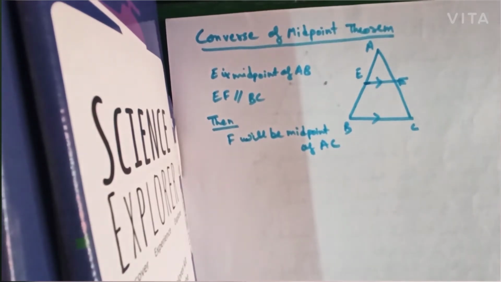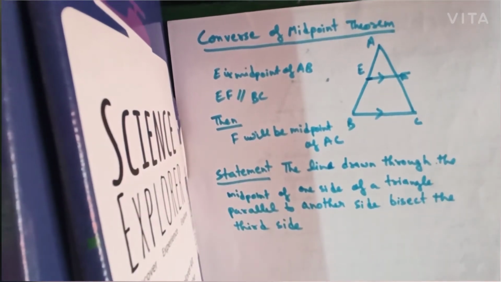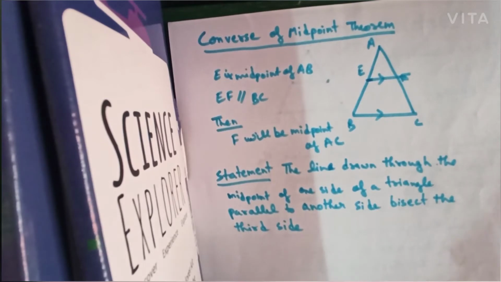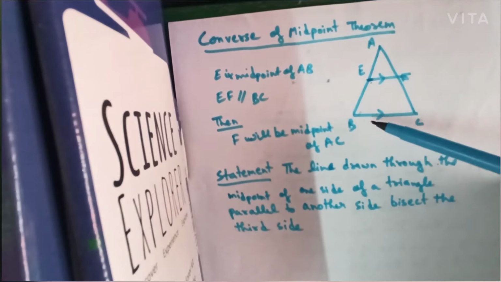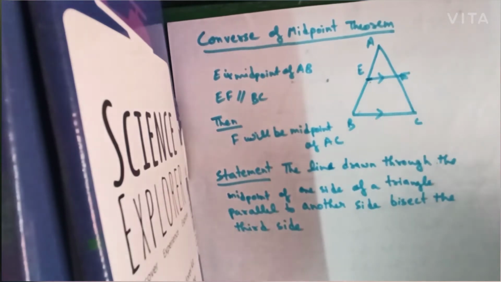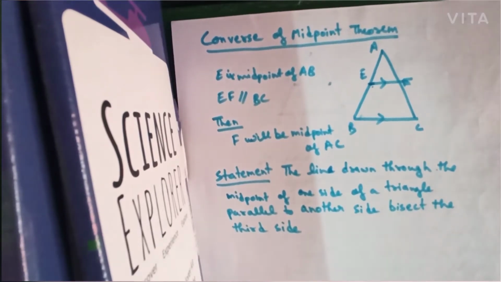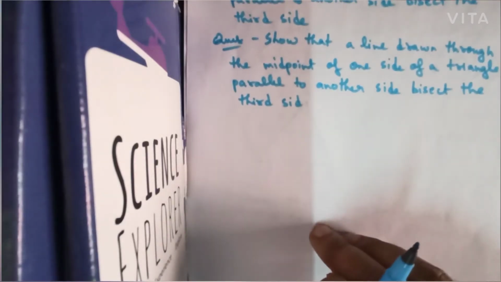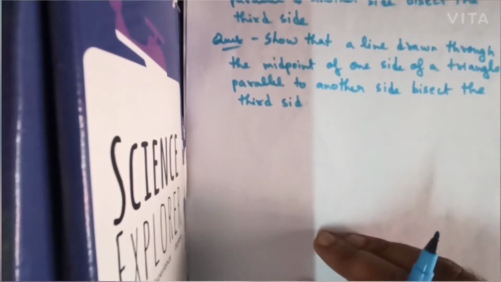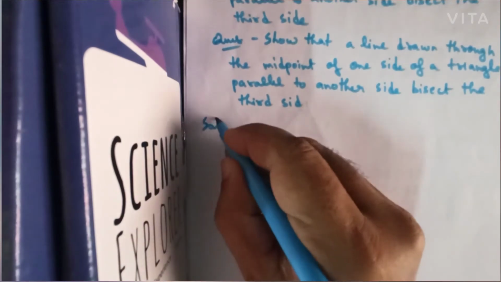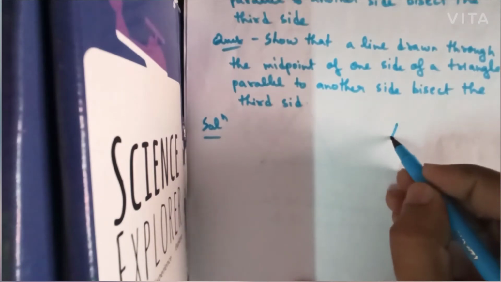So now let me write the statement. The statement of the converse of the midpoint theorem is: a line drawn through the midpoint of one side of a triangle parallel to the second side of the triangle will bisect the third side. Now a question based on this will come like this. Show that the line drawn through the midpoint of one side of a triangle parallel to another side will bisect the third side. Here also the figure is not given to you. You have to draw the figure.